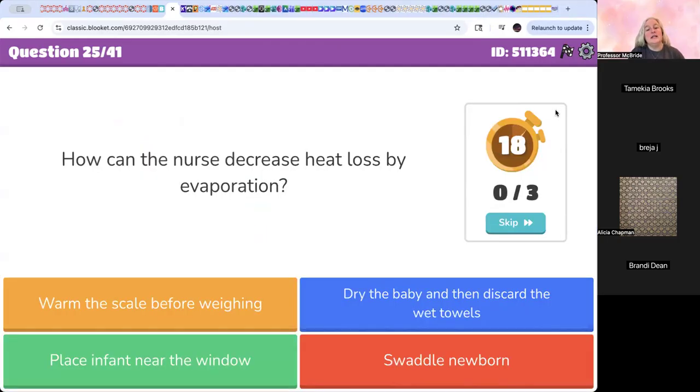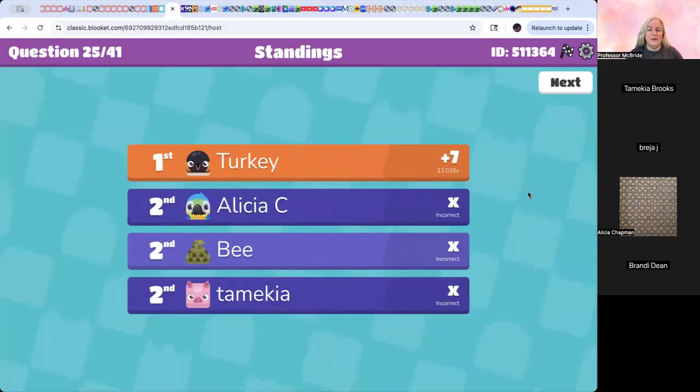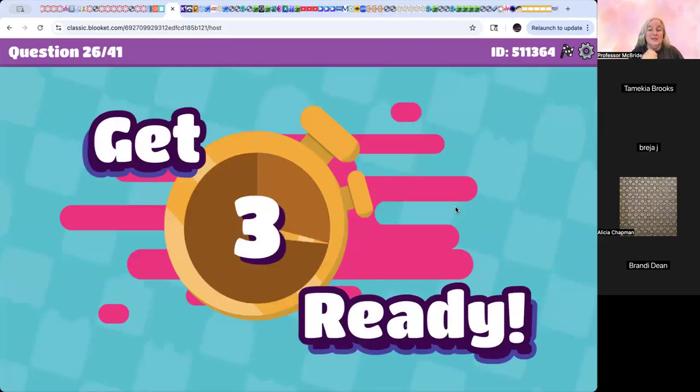How can the nurse decrease heat loss by evaporation? Okay, so in order to decrease heat loss by evaporation, we need to dry the baby. So drying is going to be the one for evaporation. You have to think about all the ways babies lose heat, and we don't want them to get cold.